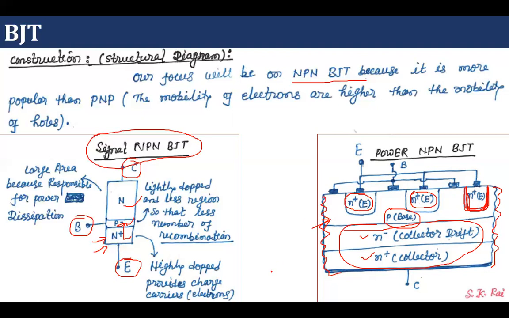Like this N minus region is enhancing its voltage capability, and all these N plus regions, the highly doped N plus regions, are increasing its current capability, and so the device is known as power NPN bipolar junction transistor.